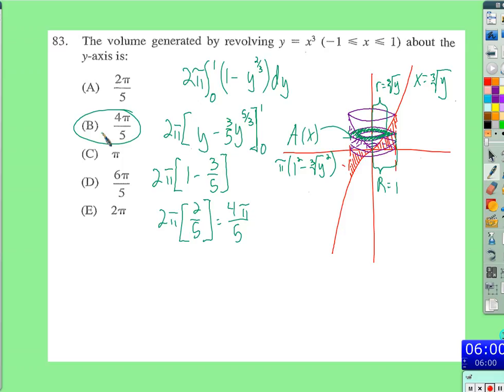Okay. But first, before we actually do the shell method, I want you to be able to decide, because this is the kind of thing you should be able to do on the AP test. Would it be easier for you to find the volume of this shape, these two red things, rotated around the x-axis or the y-axis? Basically think, is it easier to figure out the area of a horizontal cross-section or a vertical cross-section?